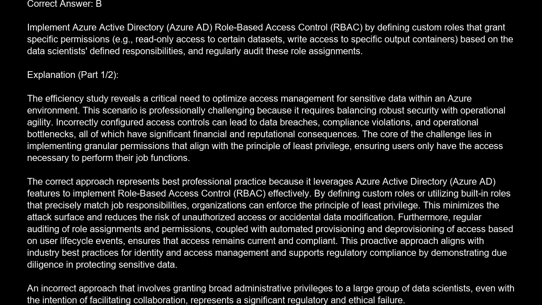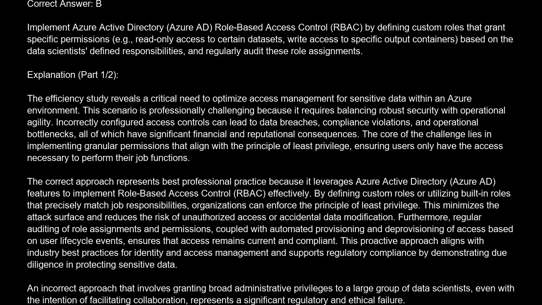The correct approach represents best professional practice because it leverages Azure Active Directory, Azure AD features to implement role-based access control (RBAC) effectively. By defining custom roles or utilizing built-in roles that precisely match job responsibilities, organizations can enforce the principle of least privilege. This minimizes the attack surface and reduces the risk of unauthorized access or accidental data modification.